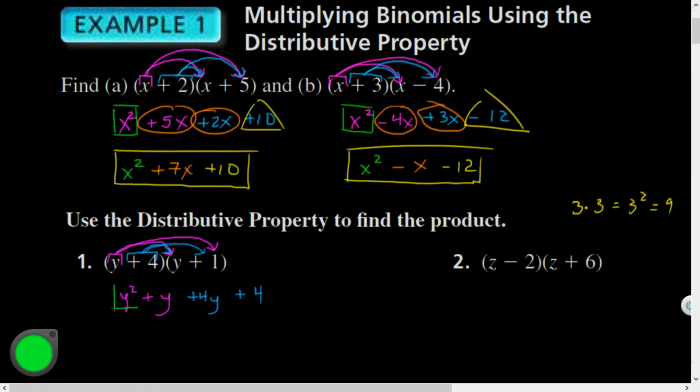And let's see, so y squared didn't have any other squared terms to combine. Then I've got 1y plus 4y. How many y's did I end up with? Yep. And then that 4, I didn't have any constants to combine with it, so it's just plus 4.